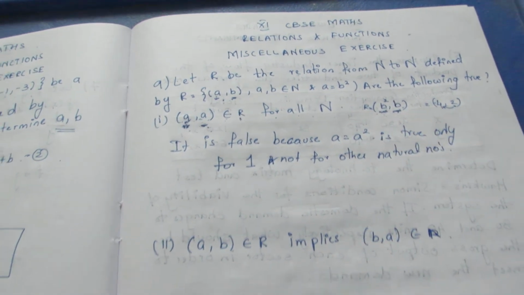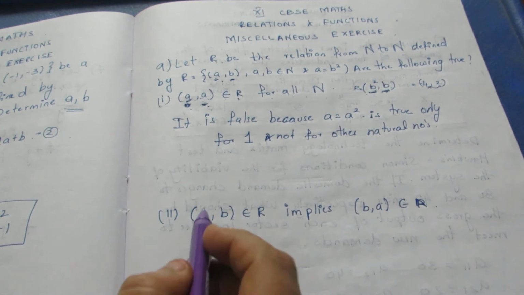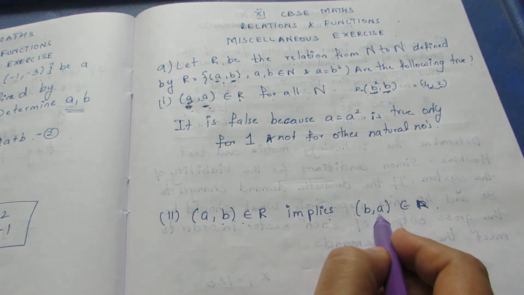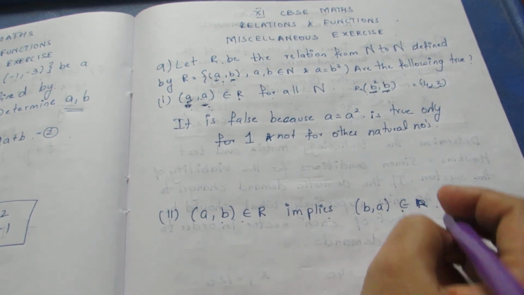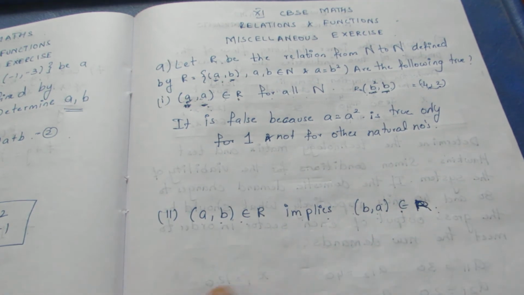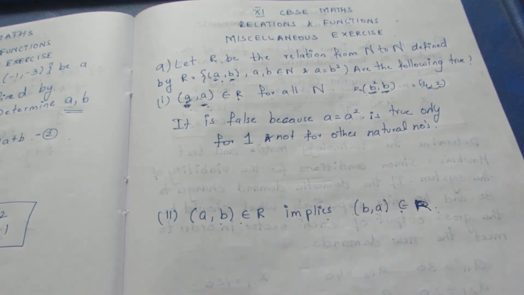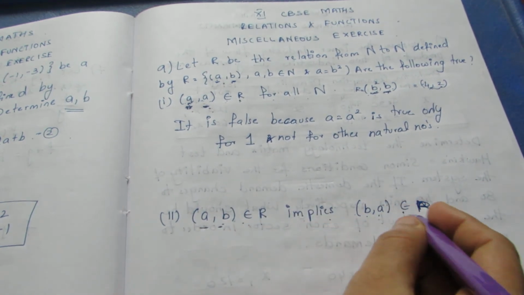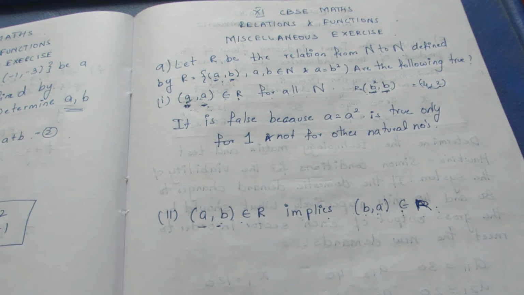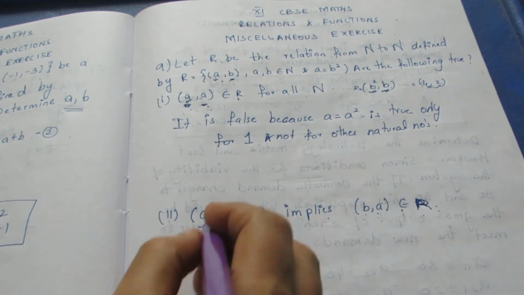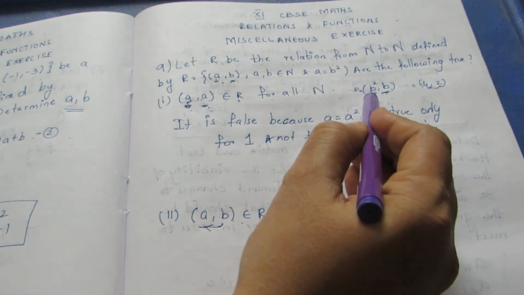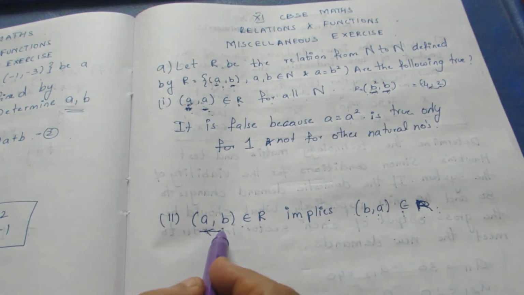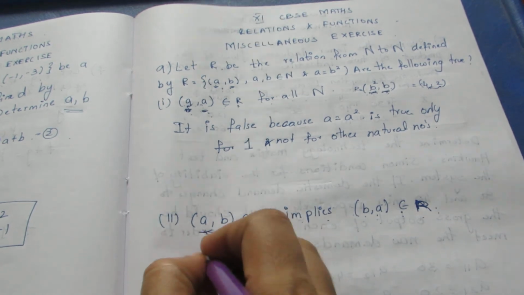Now we'll move on to the second one. The second one says that (a, b) belongs to R implies (b, a) belongs to R. In this case it is false because here it should be a square, right? The first one should be a square of the second one, but here it is just (a, b). So therefore it is false.